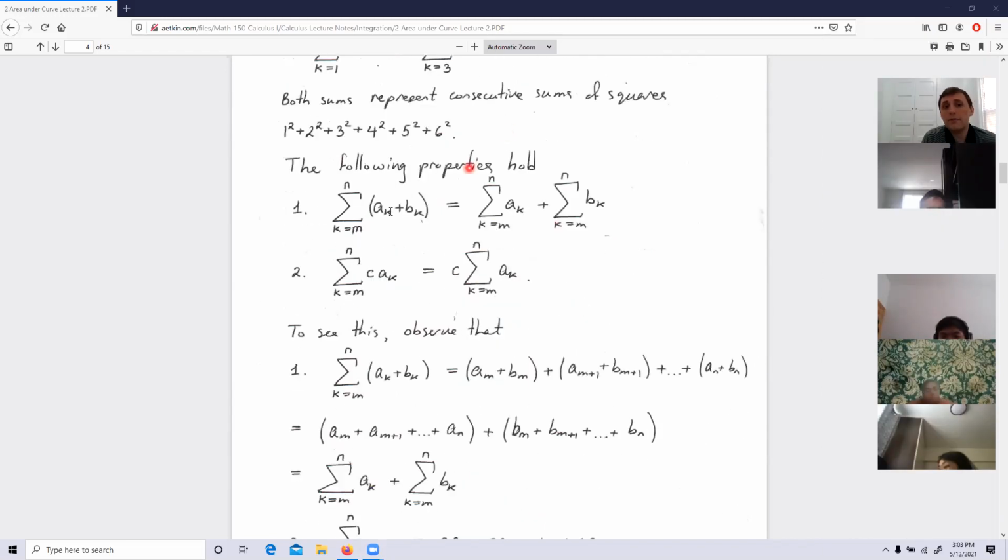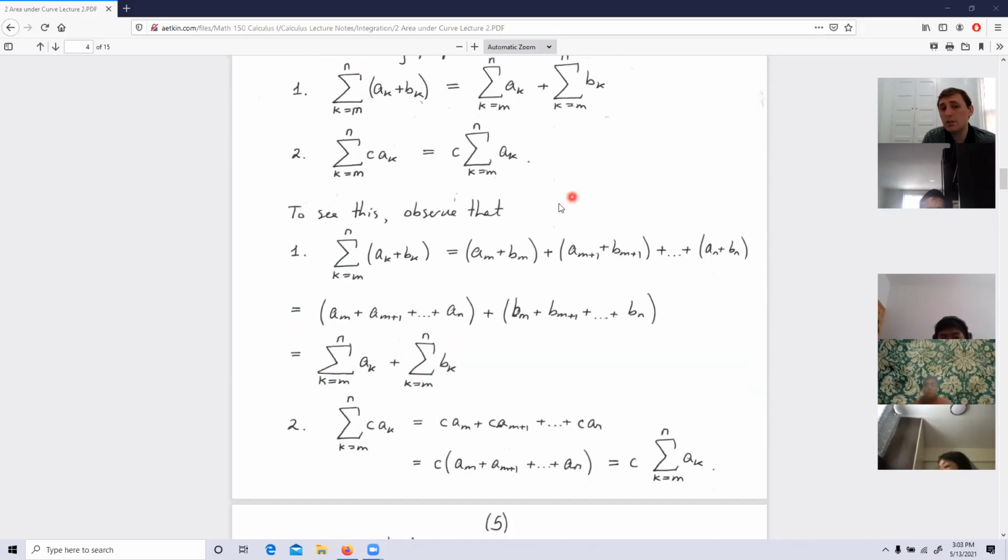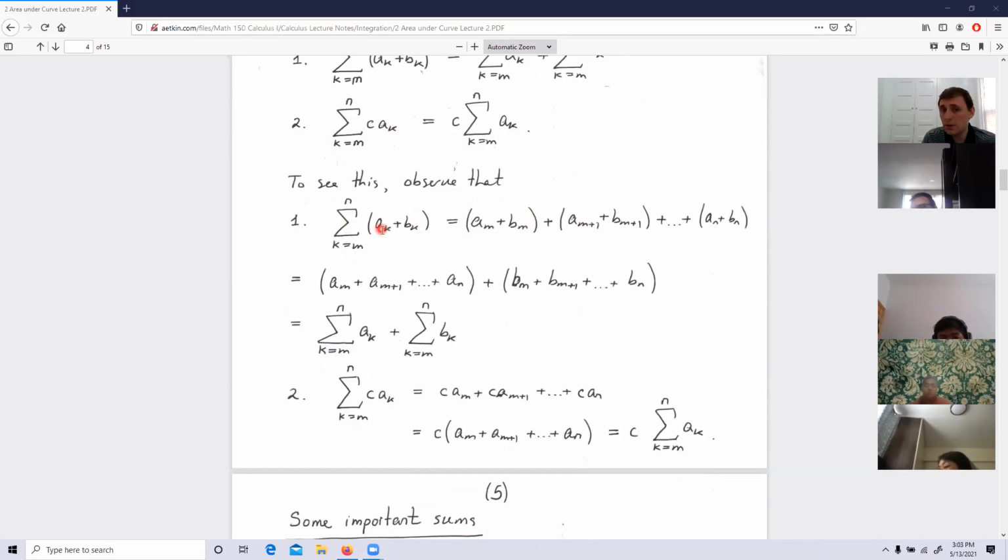And then we have the following properties about summation. If I begin summing from some integer m to the integer n of something that looks like ak plus bk, it will be separately the sum of ak plus the sum of bk. And why is that true? It's very obviously so. Look at it.